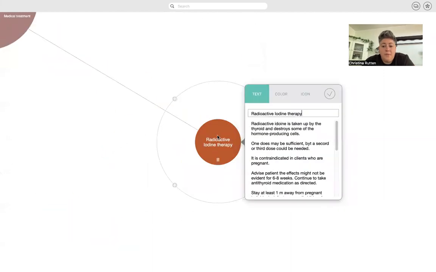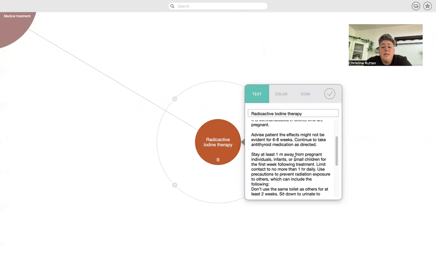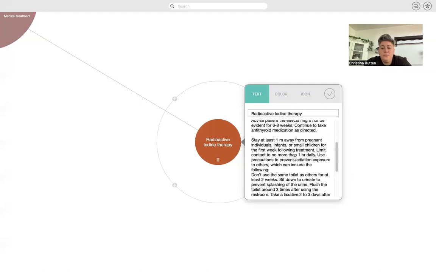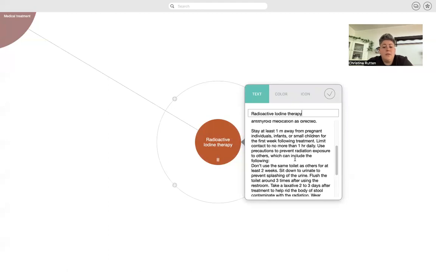Radioactive iodine therapy. This is taken up by the thyroid and destroys some of the hormone-producing cells. One dose may be sufficient, but a second or third dose may be needed. It is contraindicated in clients who are pregnant. Advise the patient that the effects might not be evident for 6 to 8 weeks, and to continue to take antithyroid medication as directed by their doctor. Stay at least 1 meter away from pregnant individuals, infants, or small children for the first week following treatment, and limit contact to no more than 1 hour daily.